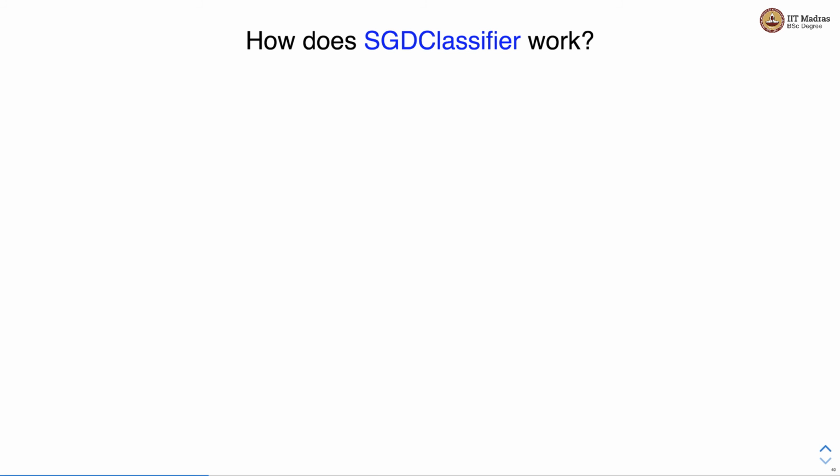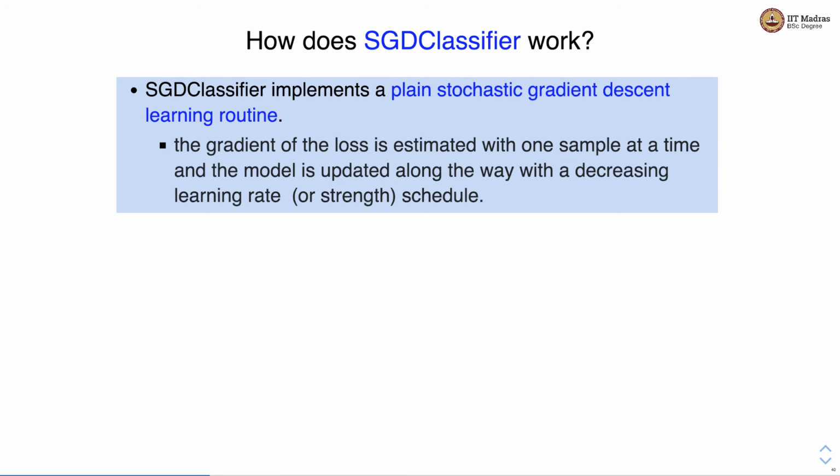Let's see how SGD classifier works. So SGD classifier implements a stochastic gradient descent procedure. The gradient of the loss is estimated with one sample at a time, and the model is updated along the way with decreasing learning rate.